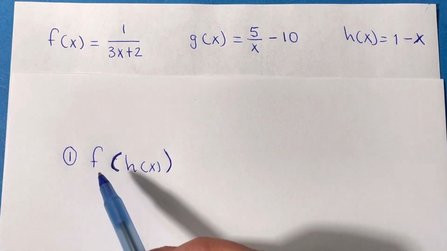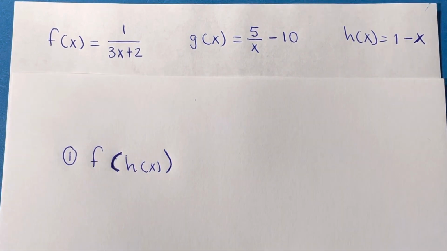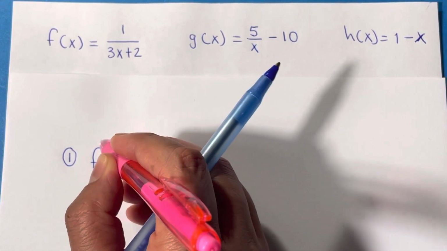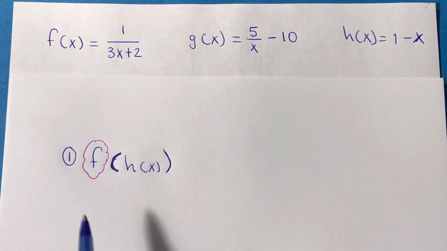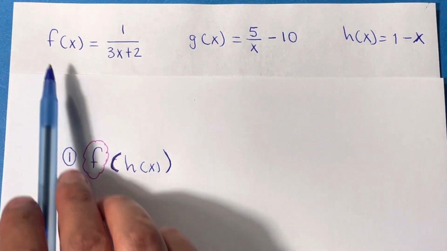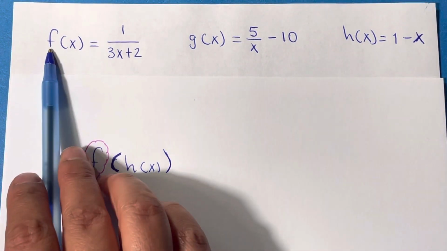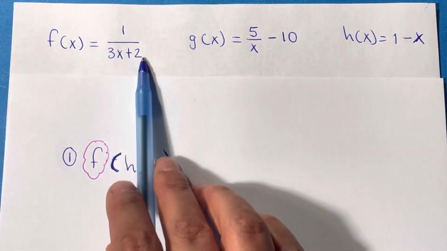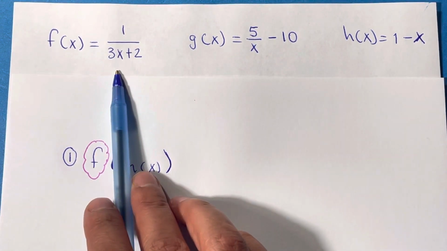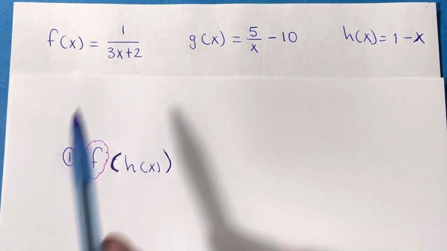First thing that you need to do is look at the letter outside. That refers to the function that we're going to be using first. When we write that function, for example, here it's f, we're going to use f of x. That means that we're going to use this expression. And in here we have a rational expression. Rational means that it's in the form of a fraction.